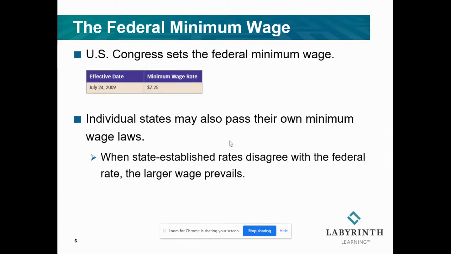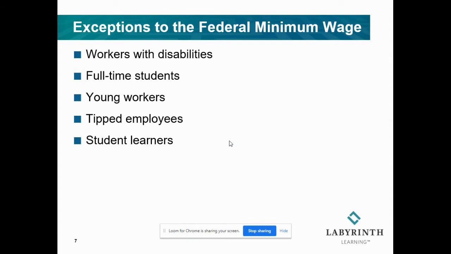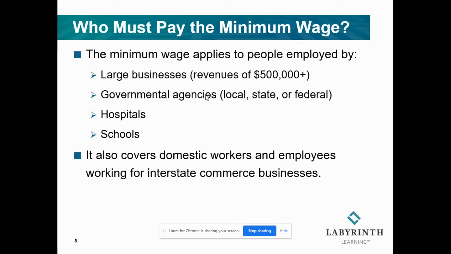larger minimum wage rate. Some exceptions to the federal minimum wage would be workers with disabilities, full-time students, young workers, tipped employees, and student learners. So from what I noticed though at the UH Maui College, you don't have that issue with any workers that I can think of where they get paid less than minimum wage. Why must we pay minimum wage? Well, the minimum wage applies to the people employed by large businesses, government agencies, local, federal, hospitals, and schools, and also covers domestic workers and employees.